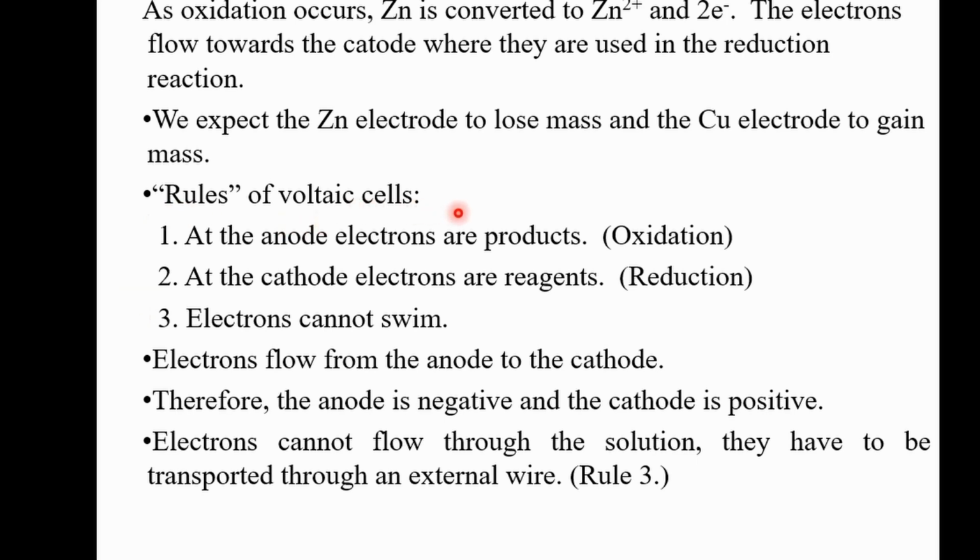Rules of voltaic cells. At the anode, electrons are products. Oxidation is occurring. At the cathode, electrons are reagents. Reduction. And my favorite one you're not going to forget: electrons die, they drown if they get in the water. No, I don't know. They cannot swim. And then we've got electrons flowing externally.